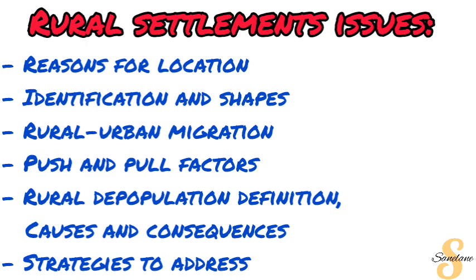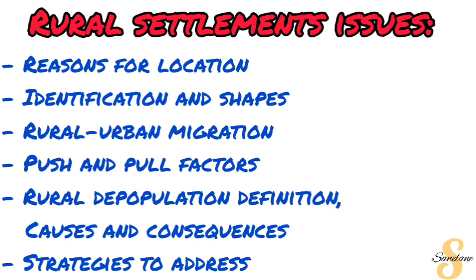So because of that, we have the push and the pull factors. So you're going to make sure that you study and be comfortable with your push and pull factors. Then from there we look at the rural depopulation definition, the causes, as well as the consequences. So under rural depopulation, rather, you have those 3 things. Then you will end off everything with the strategies to address the migration, or rather the rural depopulation.